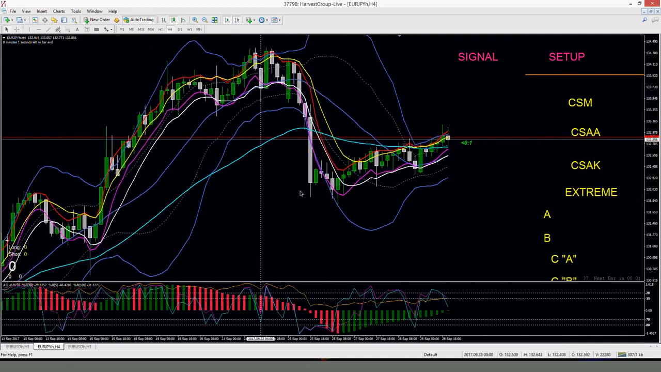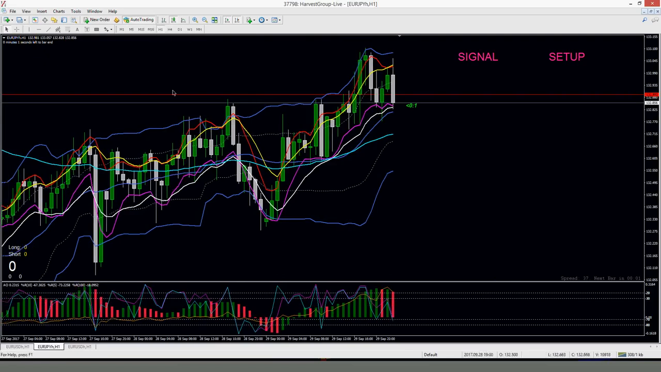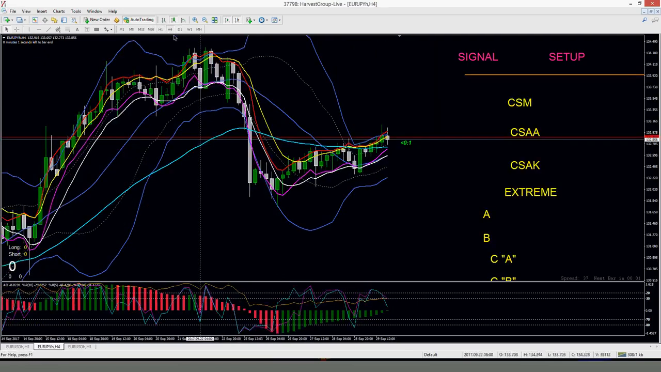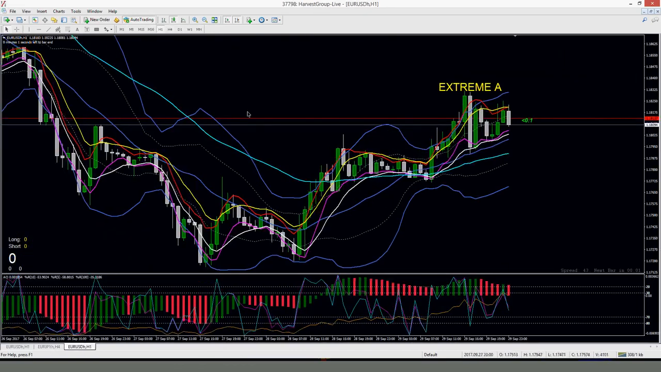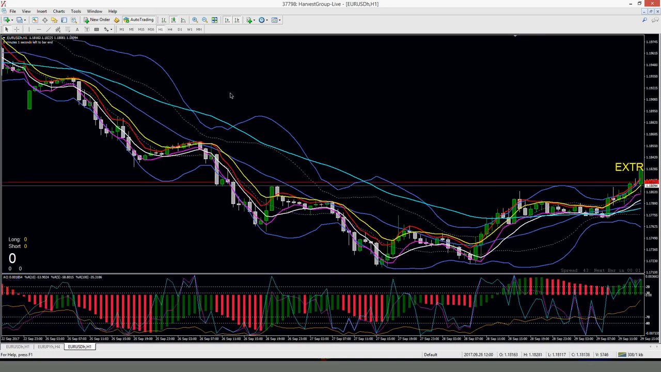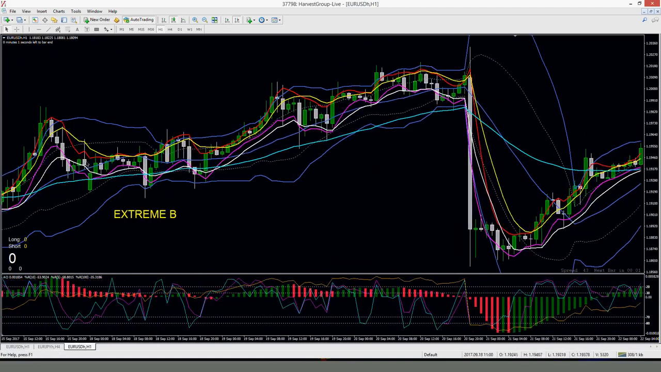Over here, I also prepared the different types of extreme. The first one is extreme A, which is MA outside the Bollinger band. Let's move on to extreme B, when the Bollinger band is sideways. Whenever the candle breaks or rejects, this is extreme B.